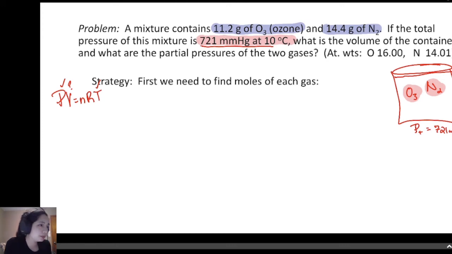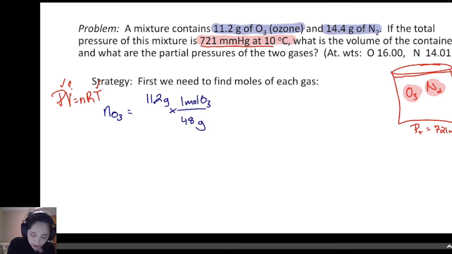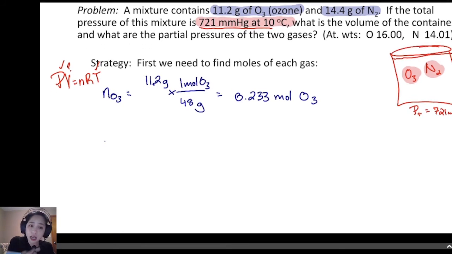Let's do it separately first. The number of moles of ozone is equal to the mass of the ozone sample divided by its molar mass. It's 48 grams per 1 mole of ozone. So that equals 0.233 moles of ozone.